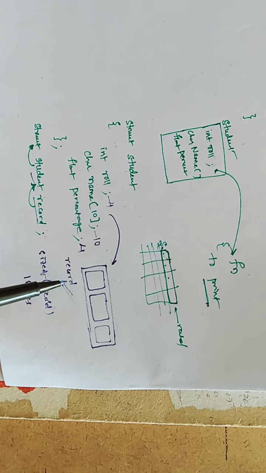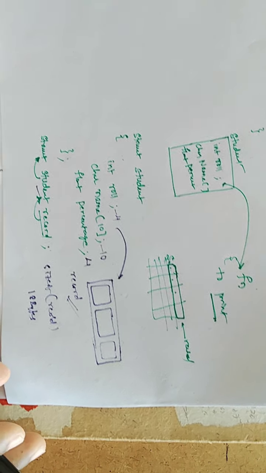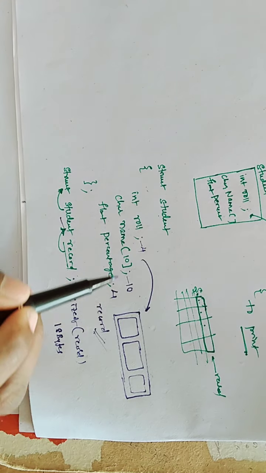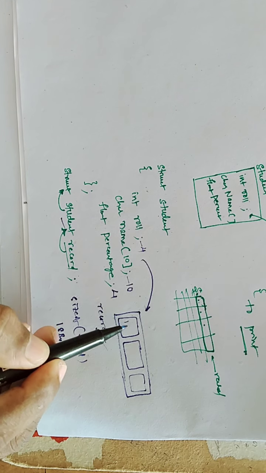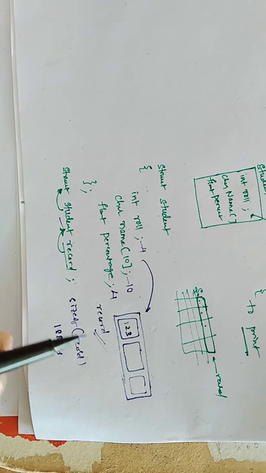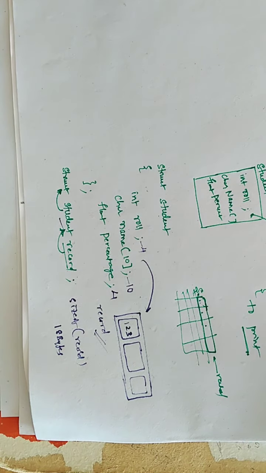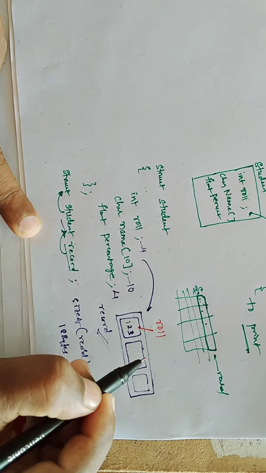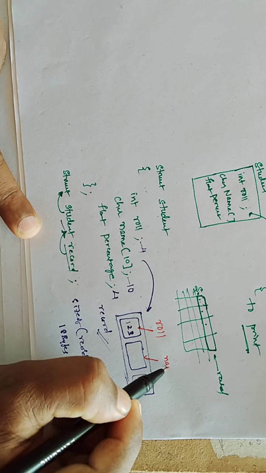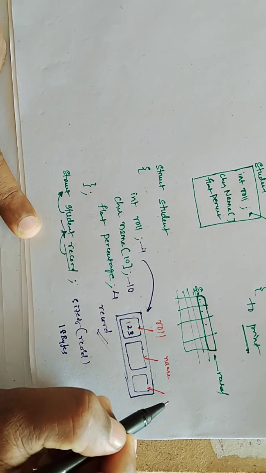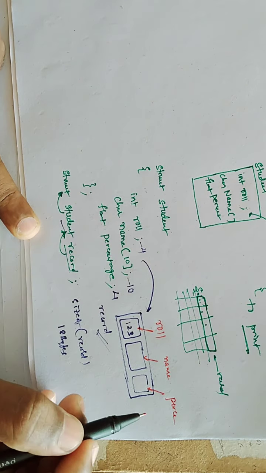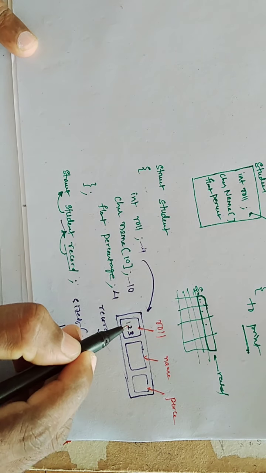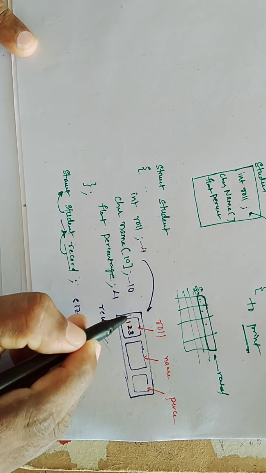Now in this I want to provide the values. Now see, I want to store the roll number in this location as 1, 2, 3. How to provide that? Very simple. What is this location? This location is roll. This location is what? Name. This location is what? Percentage. So I want to provide 1, 2, 3 in the roll location.